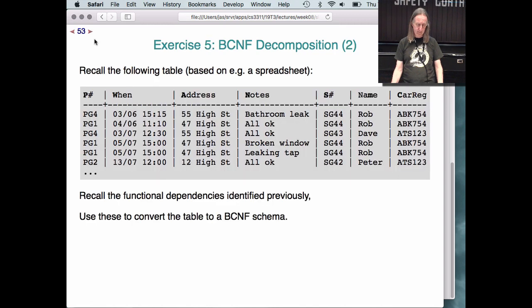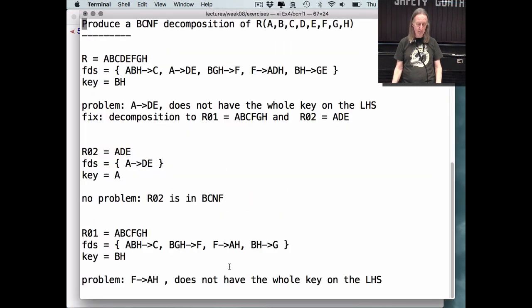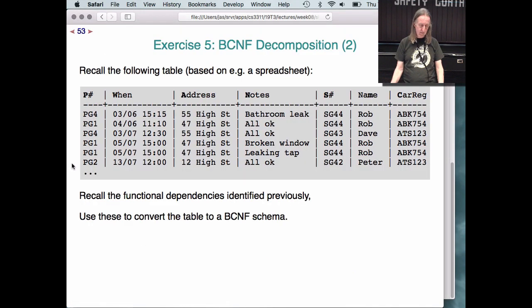Alright. Actually, if we wanted to, we could probably look through here and find out which functional dependencies no longer existed in the system. I'll leave that as an exercise. Alright, so let's have a break there, and then we can have a look at a slightly more realistic example of decomposition and see what it gives us.